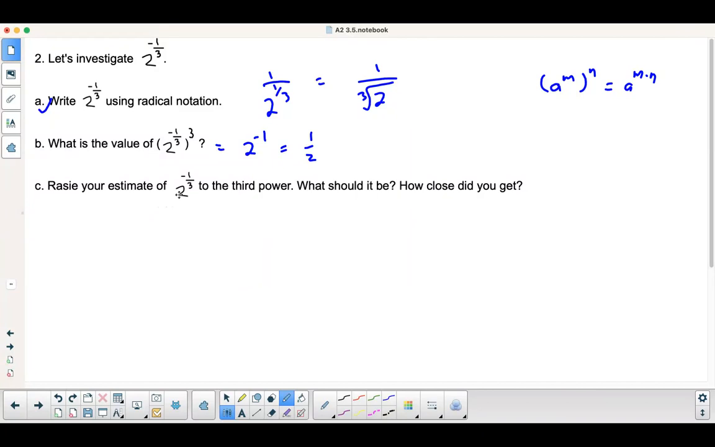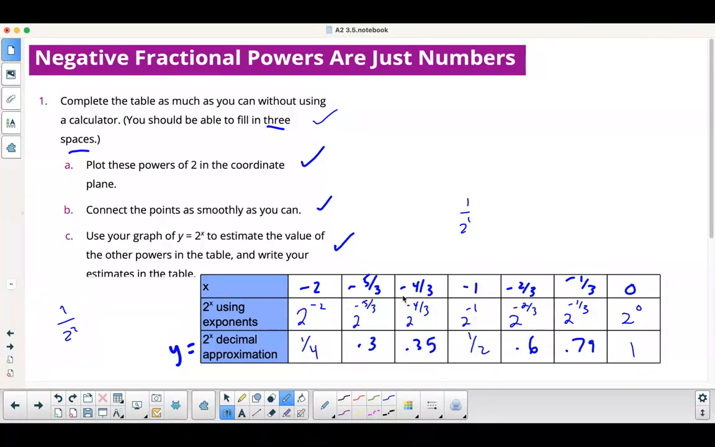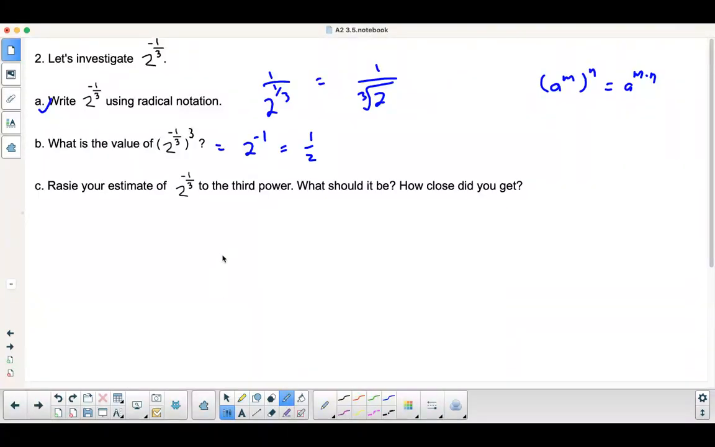Raise your estimate of 2 to the negative 1/3 to the third power. What should it be? So we know it should be 1/2 because we just did it here using exponent rules. So I got to go back. 2 to the negative 1/3 was right here, this one. So I got 0.79. So I'm going to take my 0.79 because what I said 0.79 was about 2 to the negative 1/3 from my graph. And we'll see how accurate it is because it should be equal to 1/2.